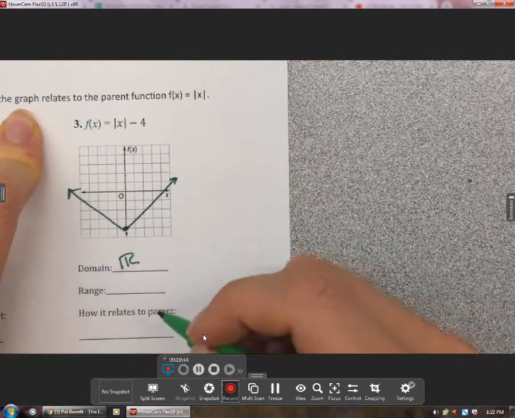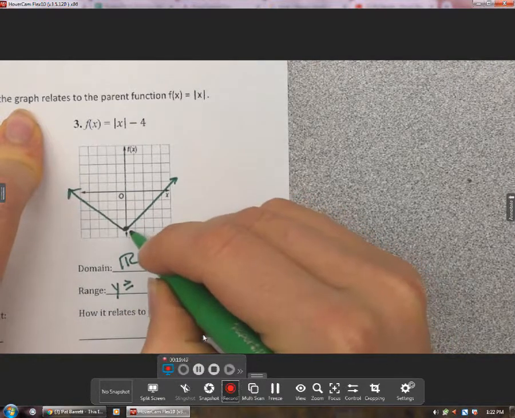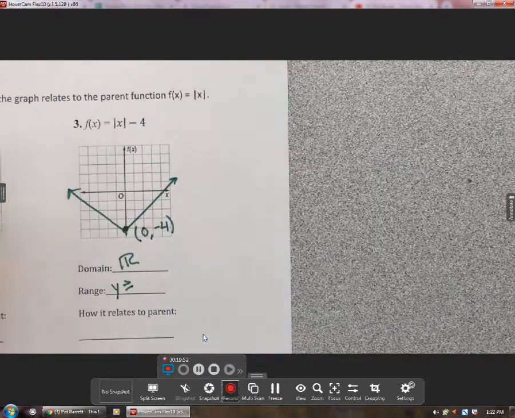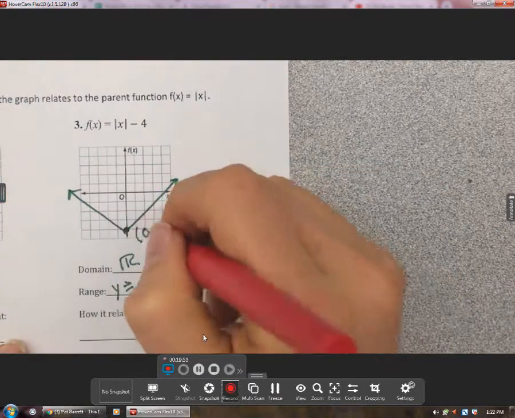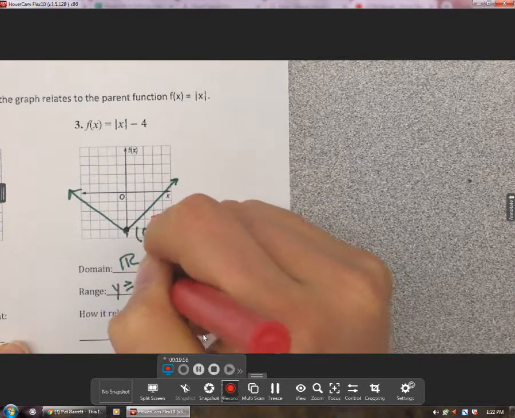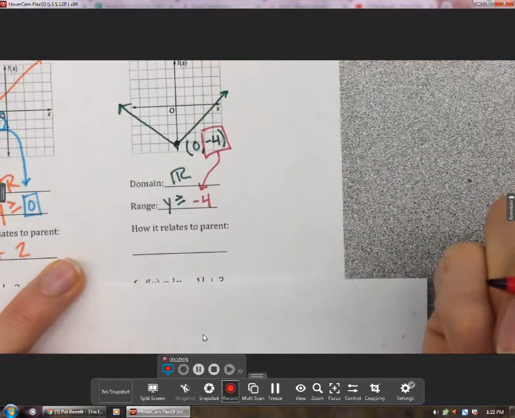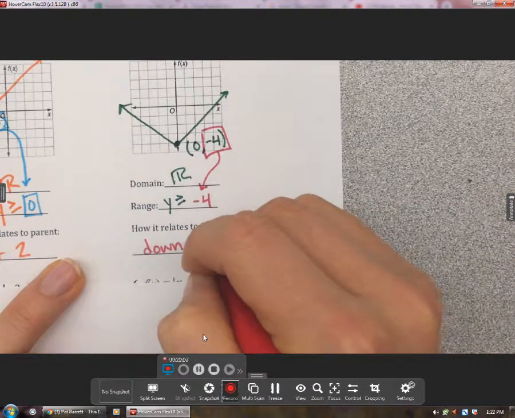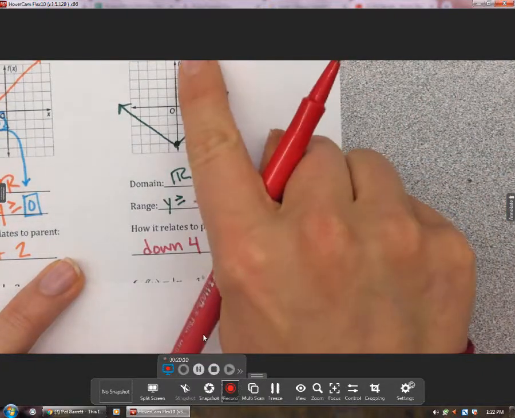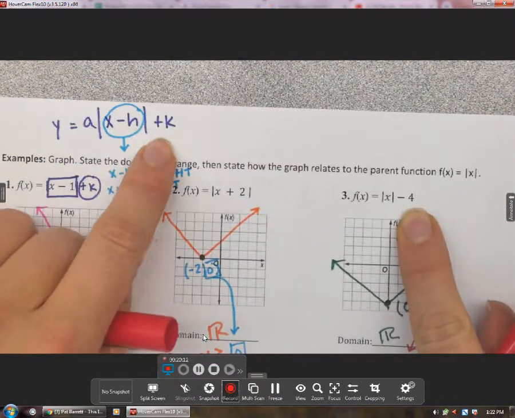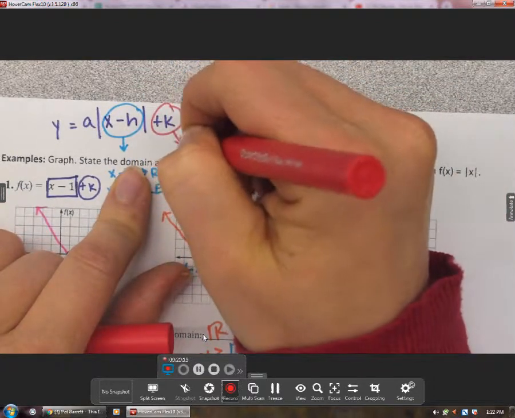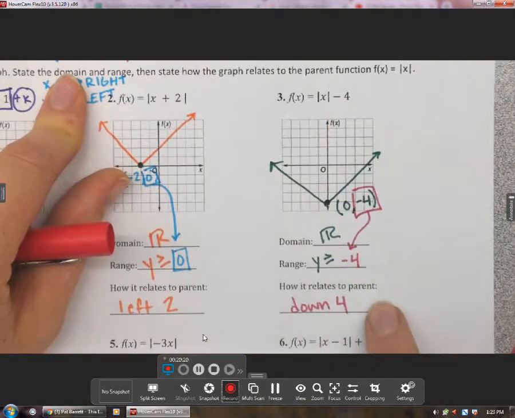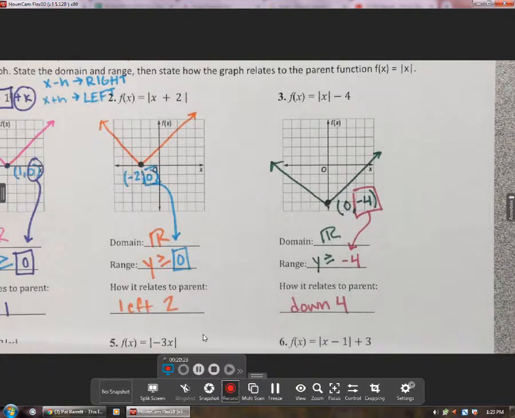Domain is all real numbers. Range is y is greater than or equal to, well, the point right here is the point 0, -4. My y value is -4. How does it relate to the parent? It moved down 4, which makes sense. This -4 is outside the little absolute value, just like k moves the graph up or down. We have a -4, so of course it should go down.